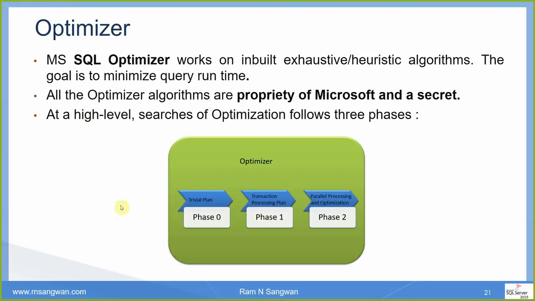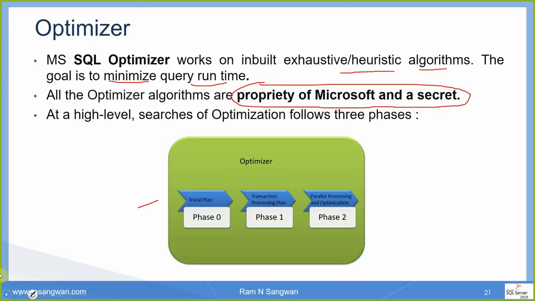Microsoft SQL Server Optimizer works on inbuilt exhaustive heuristic algorithms. The goal is to minimize the query runtime. Remember, this algorithm is proprietary to Microsoft and it is a secret. It is not disclosed. You cannot understand how it is working. It is working. You just have to agree on, yes, it is working. What is the secret behind it? It will not be disclosed. At a high level, searches for the optimizer follow these 3 phases.